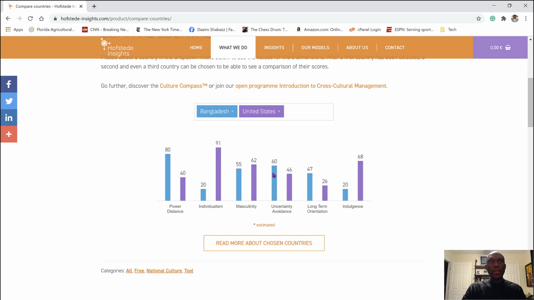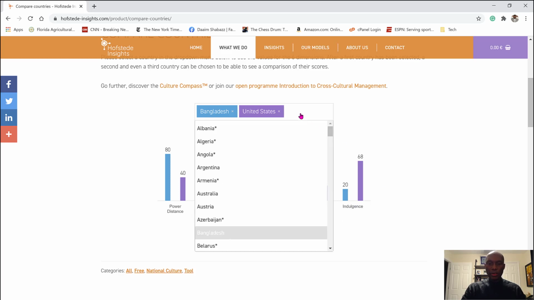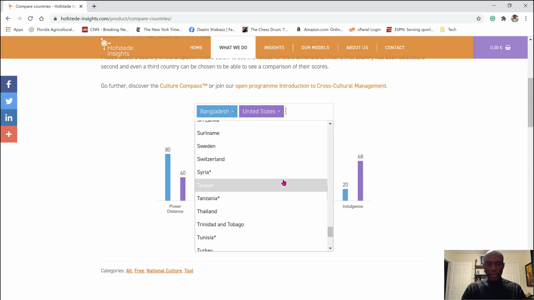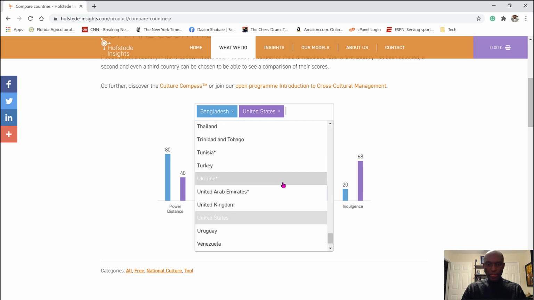Uncertainty avoidance. How comfortable are you with being uncertain about the future? They're very uncomfortable with uncertainty. So there's probably a lot more methodical planning, a lot more long-term orientation, and a lot less indulgence. Let's put in a couple more. And we can look at which one.